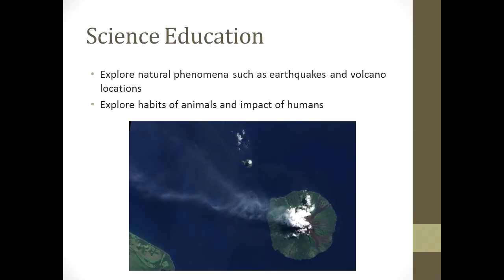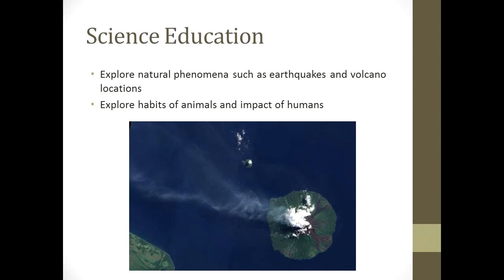The next subject I feel that GIS is helpful in the classroom is science education. By exploring natural phenomena such as earthquakes and volcano locations, GIS can be used, I feel. There are many places that you'll read about in science books or textbooks, and you'll try to explain the way the land is laid out. And with GIS, you're able to see physically what these areas look like.